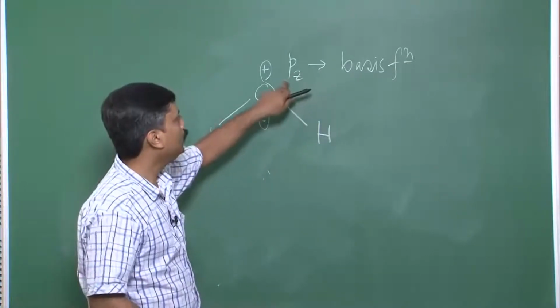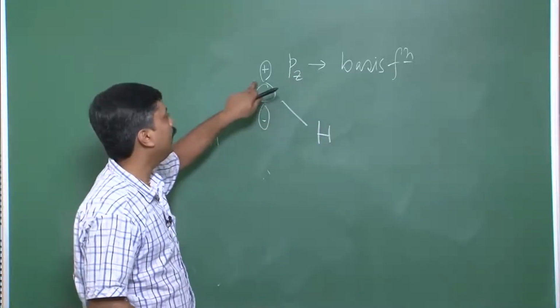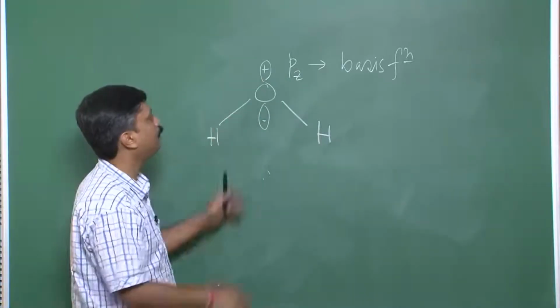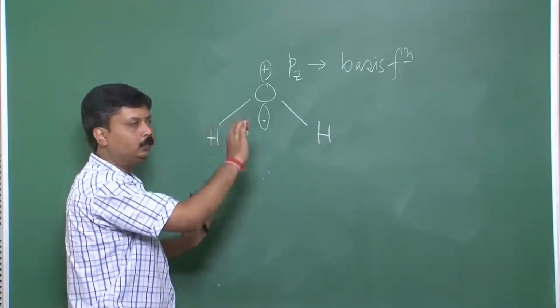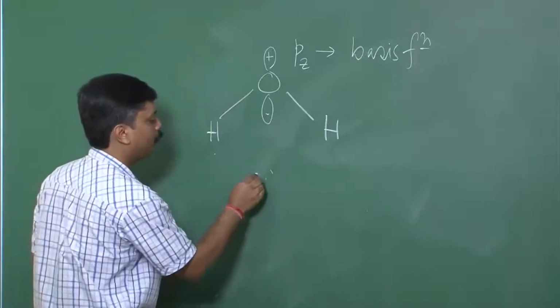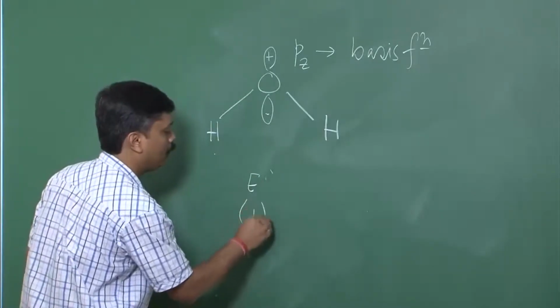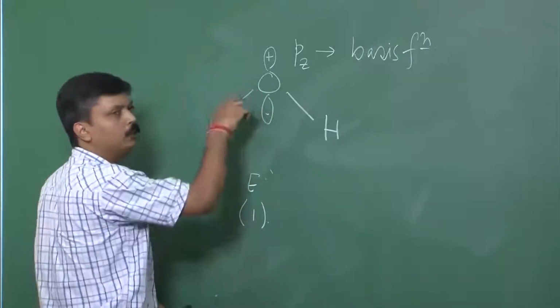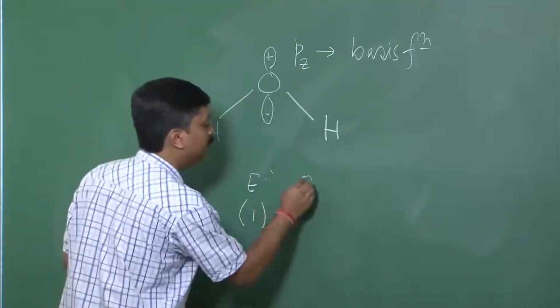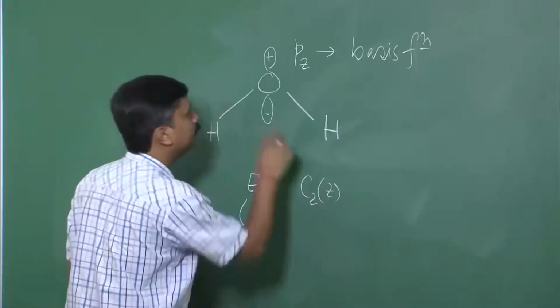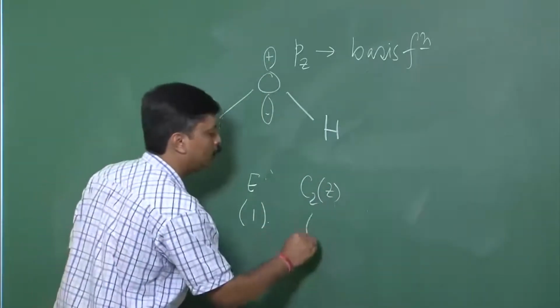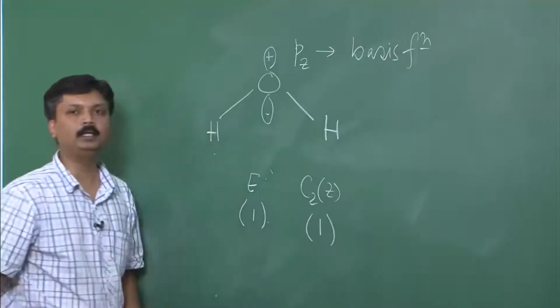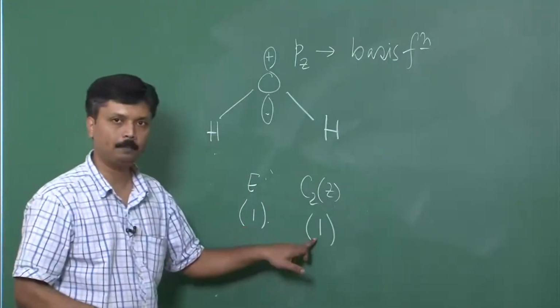So when we operate identity on this one, what is going to happen upon our identity operation? Nothing is going to change. So that will have 1. If I operate, say for example, C2, it's not going to change anything, right? So C2, which is along the z axis, will also give a matrix which has the element 1.